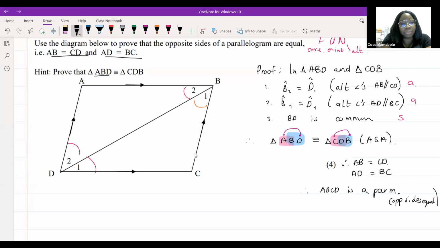All right. Are we all okay with this? Thumbs up if we're understanding how to prove for quadrilaterals.